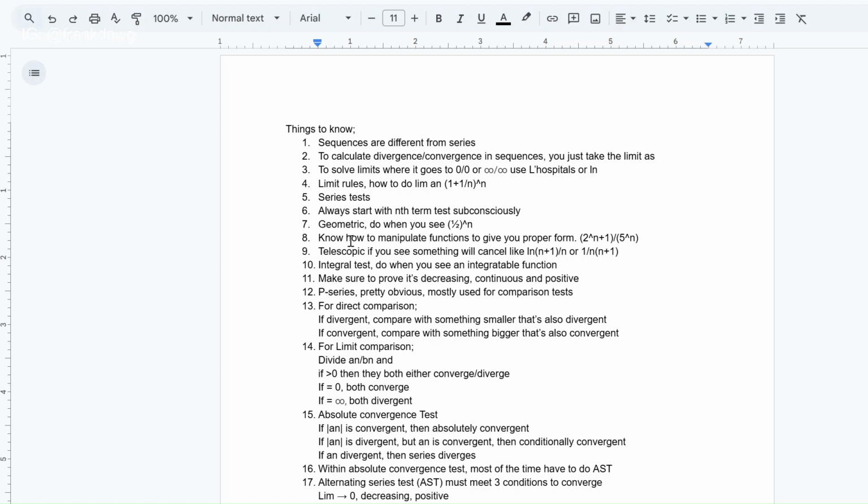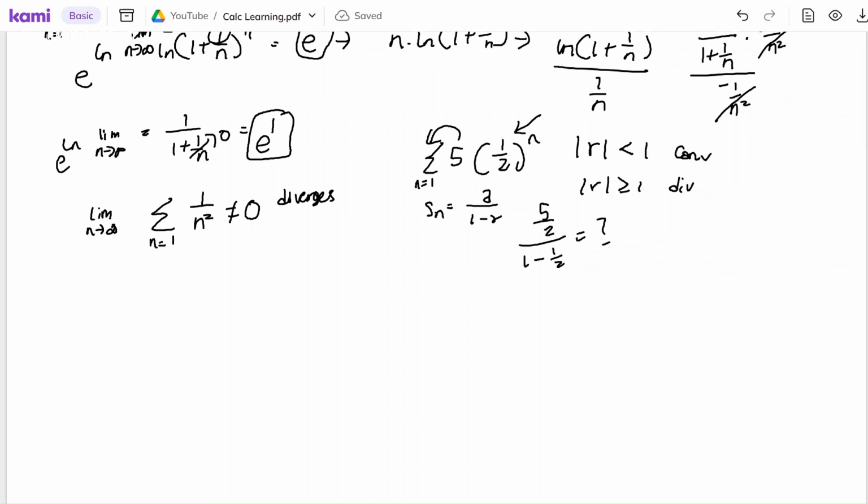Oh, it's also still on geometric series. It's important to know how to manipulate functions to give you the proper form. So still on the basis of geometric series, let's say you have a series. Let me try to come up with a different series. Let's say this series is 5^(n-1) over 2^n, something like this.